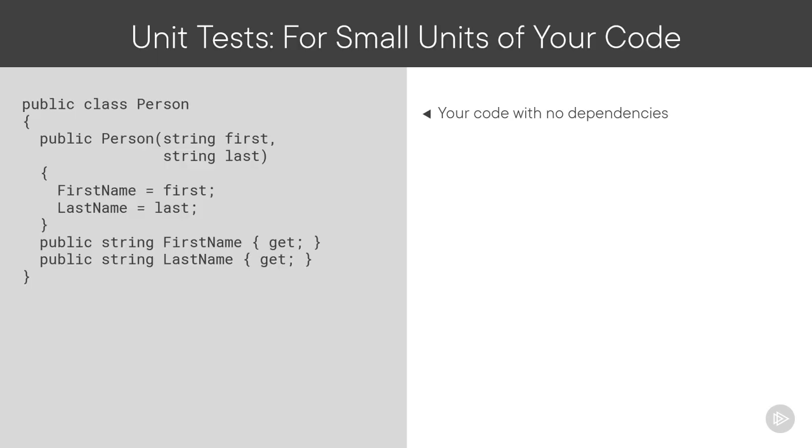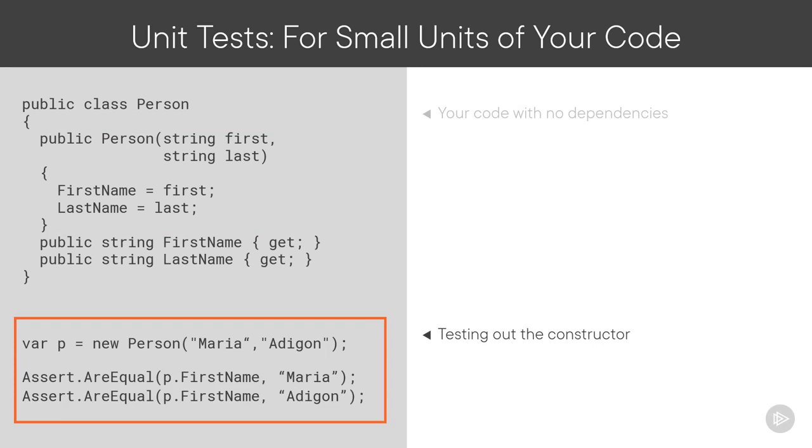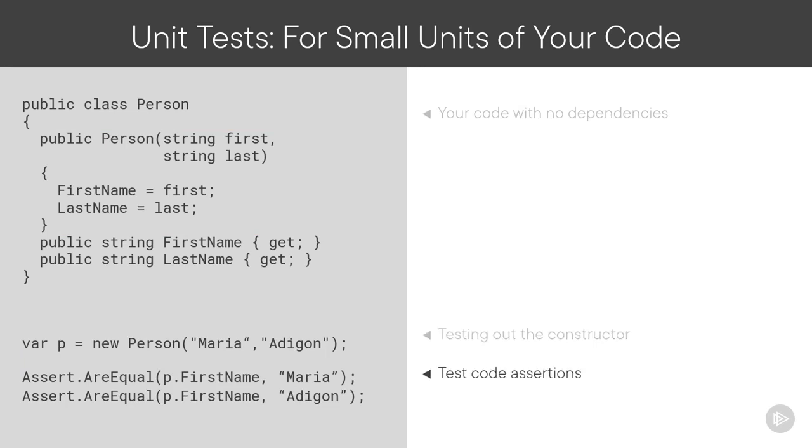It shouldn't have any dependencies on anything else. For example, if you've got a constructor that sets values of an object, then you might have a unit test that instantiates that object and then tests that those properties did get properly set.